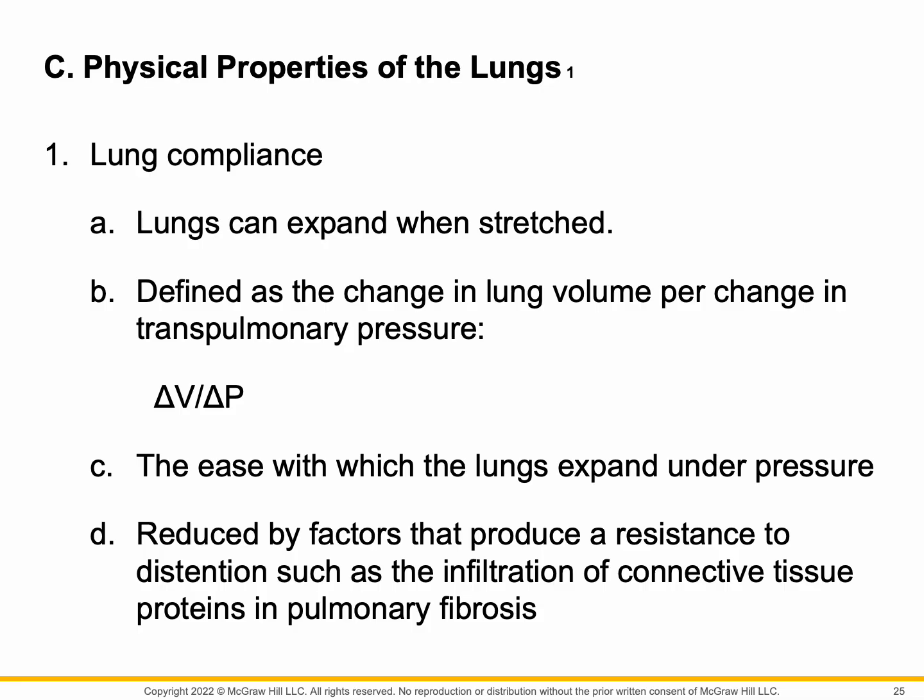So it is the ease with which the lungs expand under pressure. That's what lung compliance is. And it's reduced by the factors that produce a resistance to distension, such as the infiltration of connective tissue proteins in pulmonary fibrosis. This is the case of low compliance. It indicates stiffer lungs. It makes breathing more laborious, harder to breathe. Other cases of low compliance would be acute respiratory distress syndrome.